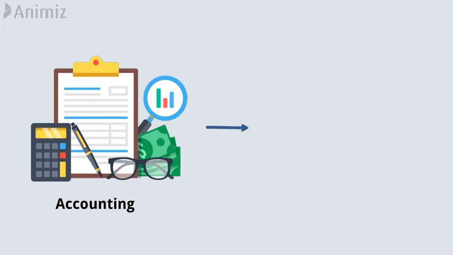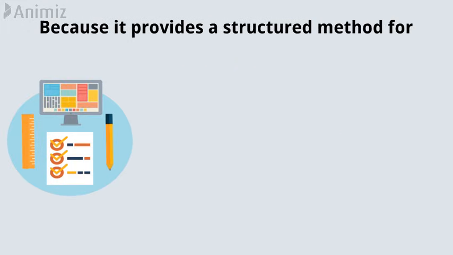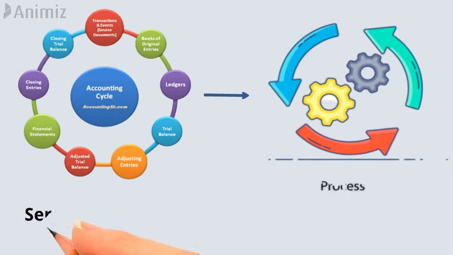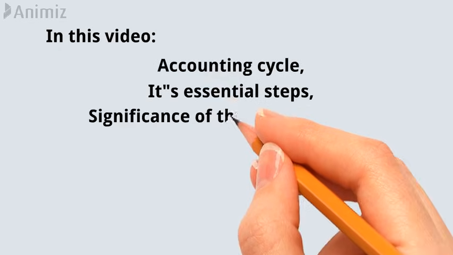Accounting is often regarded as the language of business because it provides a structured method for recording, analyzing, and communicating financial data. The accounting cycle is a fundamental process that serves as the cornerstone of financial reporting for businesses and organizations. In this video, we will delve into the accounting cycle, its essential steps, and the significance of the accounting cycle.